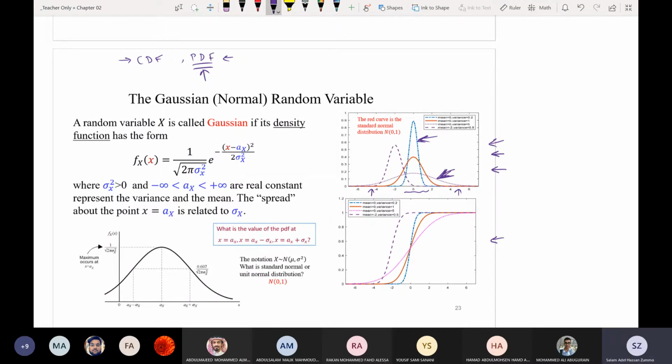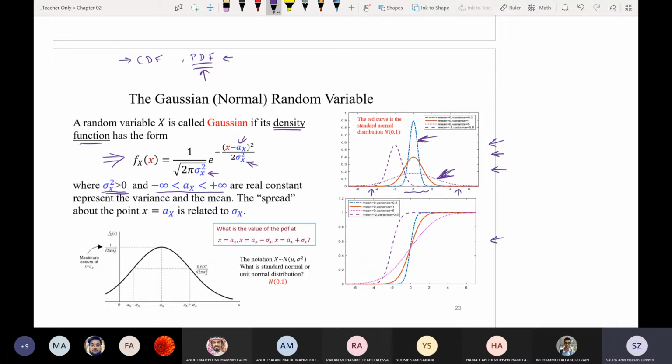So the Gaussian random variable is defined according to its density function. The density function looks like this. Fx of x is 1 over square root of 2 pi sigma x squared, we'll define it in a minute, multiplied by exponential of minus (x minus ax), we'll define it in a minute, all to the power of square divided by 2 sigma x squared, where sigma x squared is always positive and ax can be any real number between minus infinity and infinity.